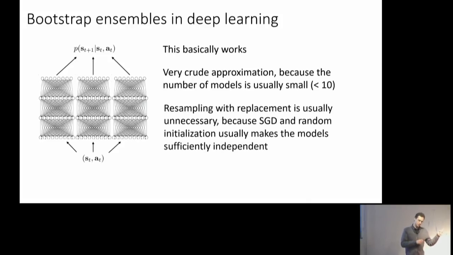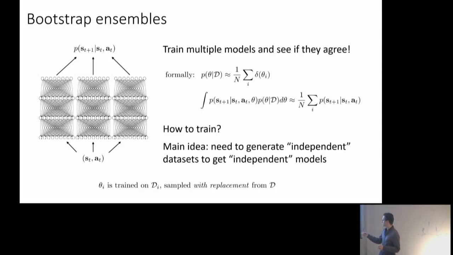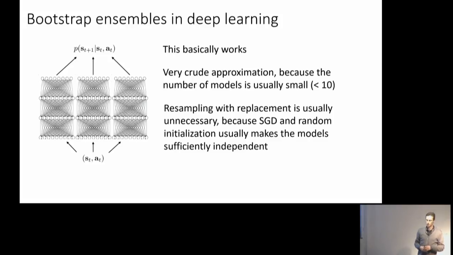But the good news is that the resampling with replacement stuff, the stuff that I made a big deal out of at the bottom of the slide, is not actually all that important for deep neural network models in practice because the random initialization and the stochastic gradient descent that you're going to be using to train these models already makes the models sufficiently independent of each other.